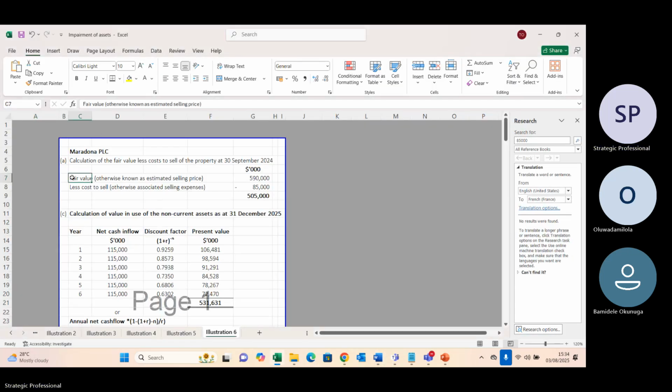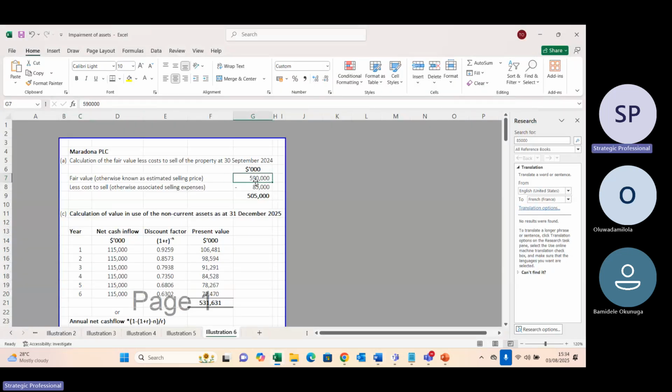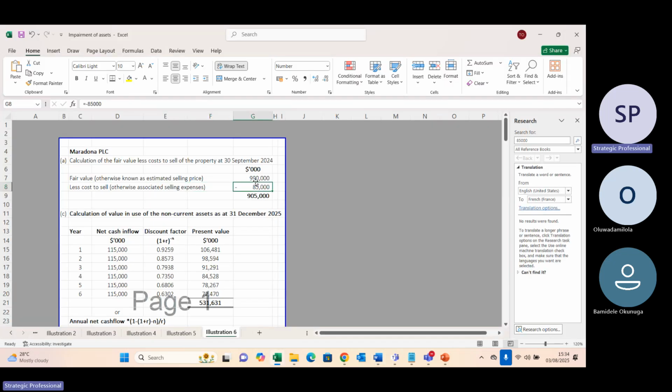Our fair value, otherwise known as estimated selling price, is 990. Our cost to sell is 120. Can you confirm this is what you got? Yes, sir, that is what I got. So the fair value less cost to sell is 870. Okay, thank you. Let's move on then.